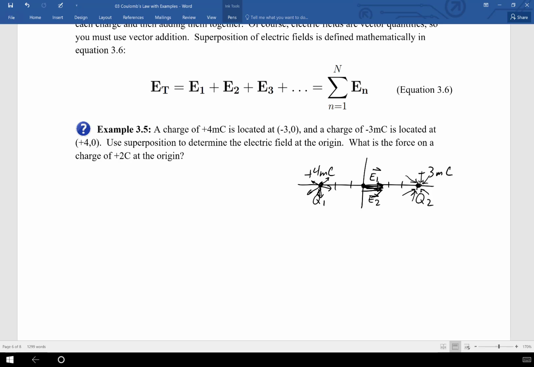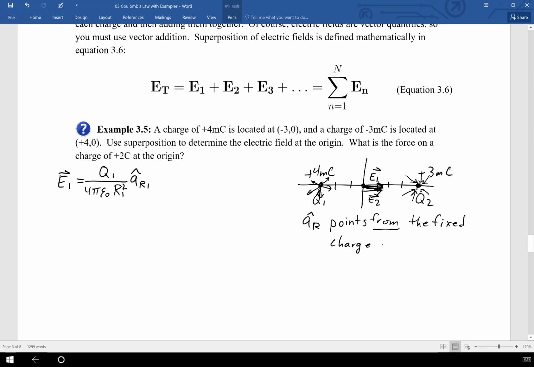Now, one thing that we're going to keep track of is what happens to each one of these charges. So let's consider the electric field due to the first charge. E sub 1 is going to be Q1 divided by 4 pi epsilon 0 times R1 squared times a sub R1. Now, I just want to mention here that a sub R points from the fixed charge and toward the point of interest.